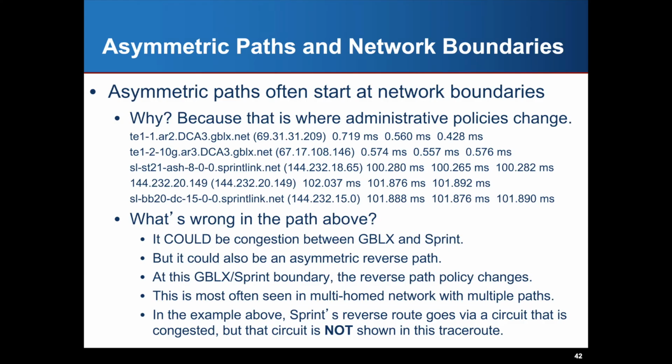So as soon as the packet crossed the border, as soon as it hit Sprint, Sprint now looked at it and said, well, what's the path that I prefer? And it preferred a non-Global Crossing path. So it preferred a completely different path that we don't see here, and that's the cause of the latency, but it's invisible to us from only this route.